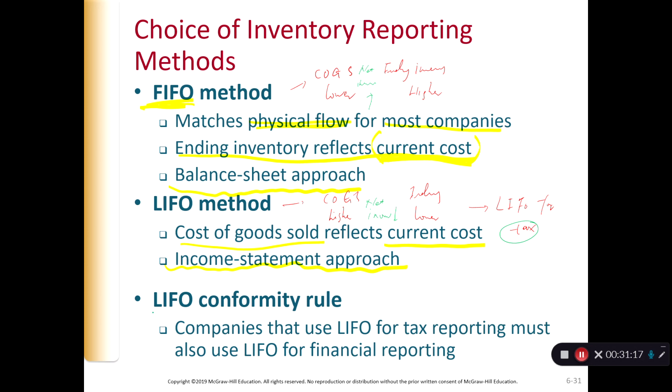But there's a LIFO conformity rule saying that a company that uses LIFO for tax reporting must also use LIFO for financial reporting, meaning you cannot use FIFO for financial reporting and LIFO for tax purposes. That way you would taste the sweet on both sides. So the tax authority, the IRS, says that if you take advantage of LIFO for tax preparation, then you also have to make sure your financial reporting uses the LIFO method as well.